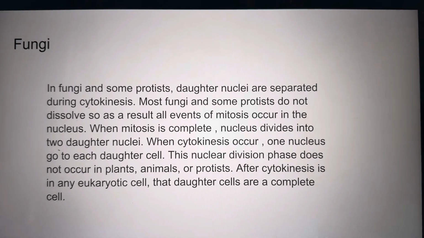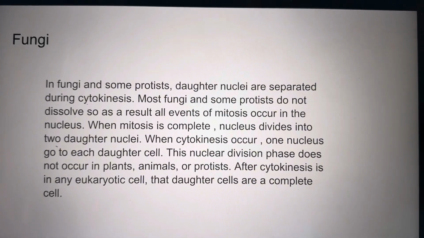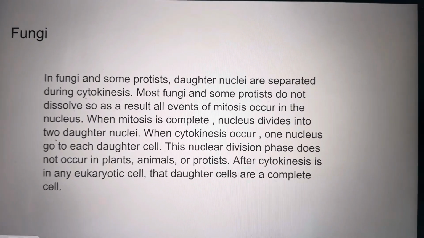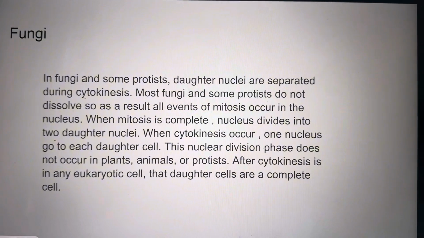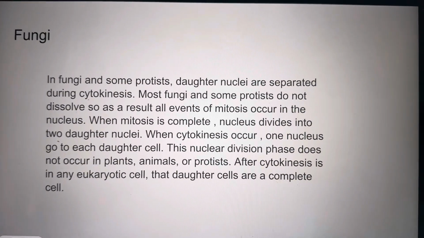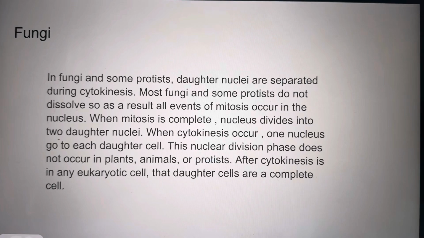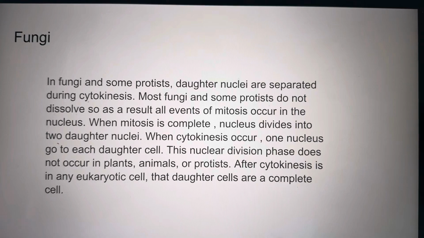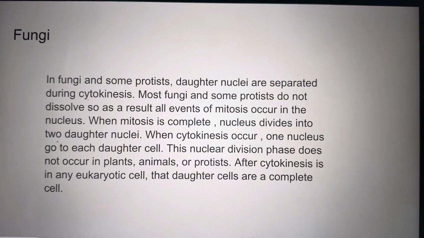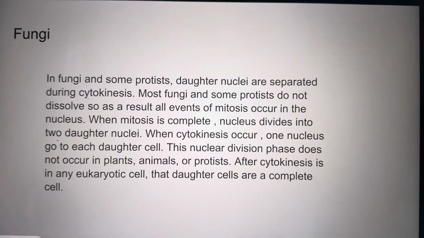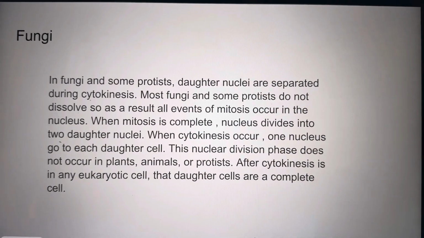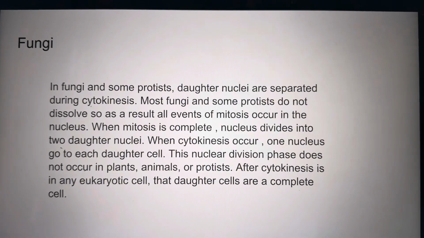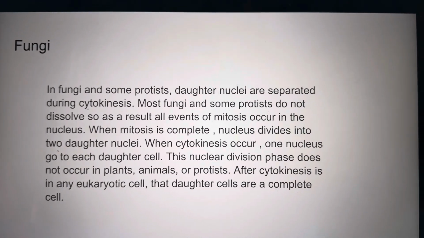Fungi. In fungi and some protists, daughter nuclei are separated during cytokinesis. The nuclear envelope of most fungi and some protists does not dissolve, so as a result, all events of mitosis occur in the nucleus. When mitosis is complete, the nucleus divides into two daughter nuclei. When cytokinesis occurs, one nucleus goes to each daughter cell. This nuclear division phase does not occur in plants or animals. After cytokinesis in any eukaryotic cell, that daughter cell is a complete cell.